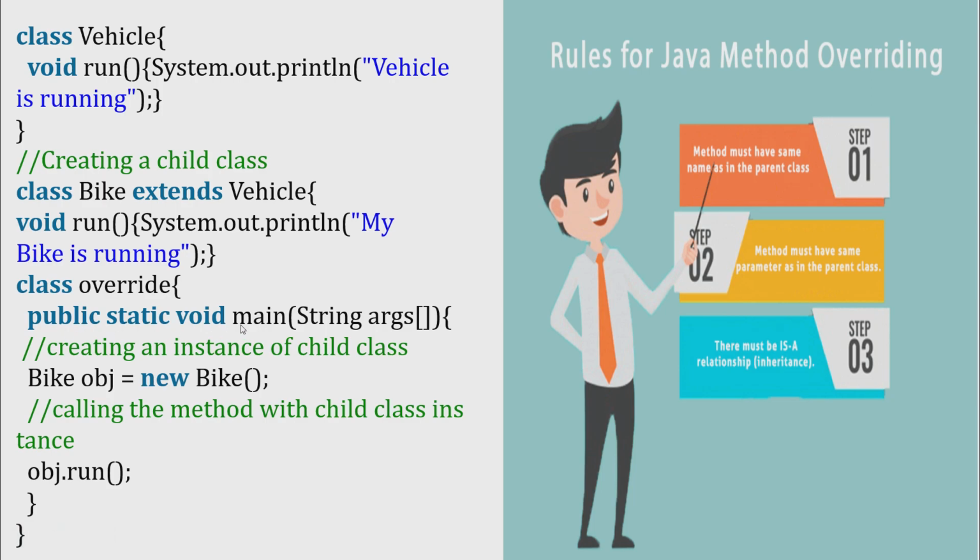Here I have created the main method. In the main method I have created an object for the child class. Then through the object I am going to access the run method. It will call the method which is declared in the child class. So it is displaying the message My bike is running.